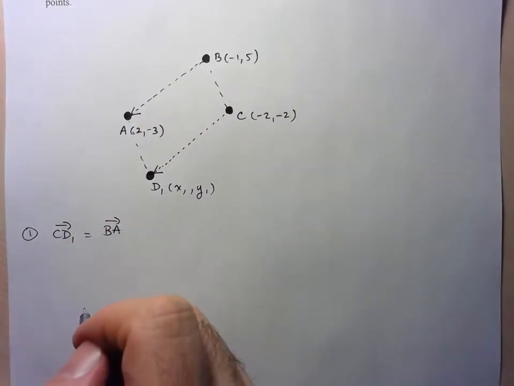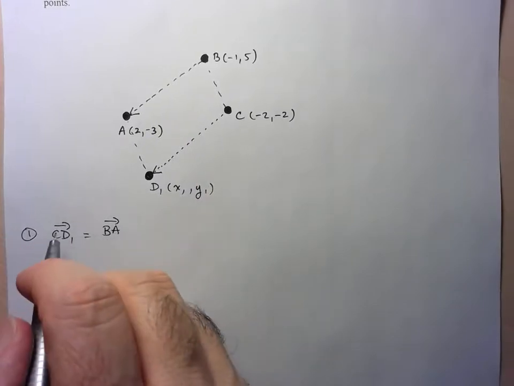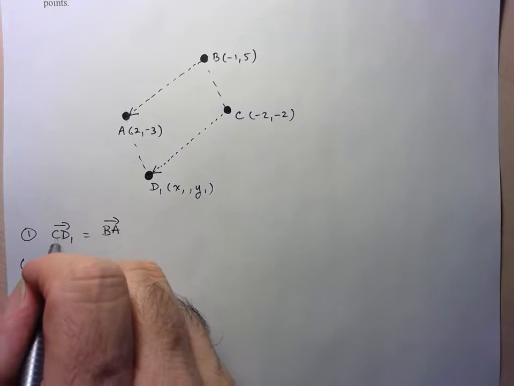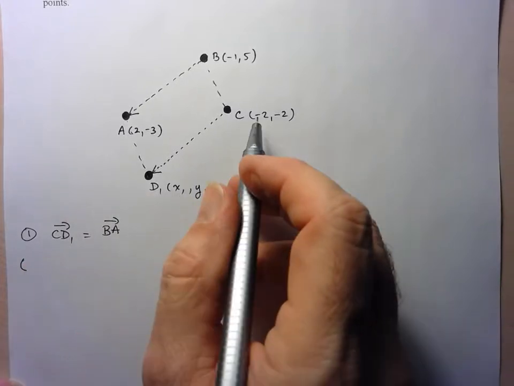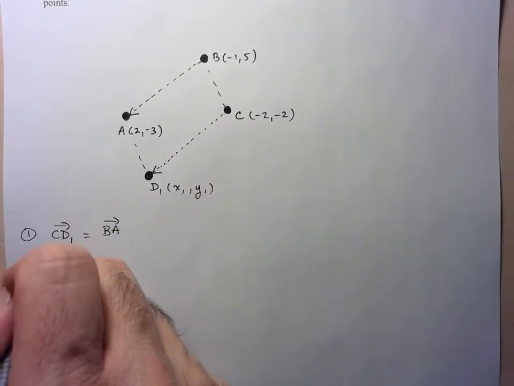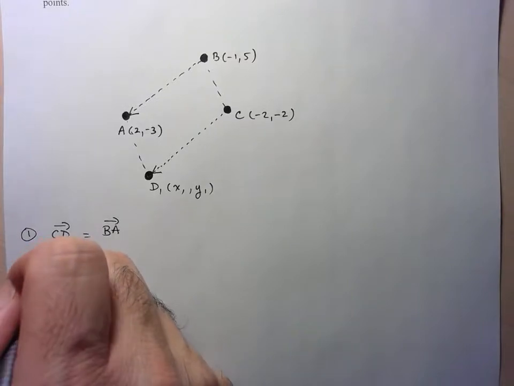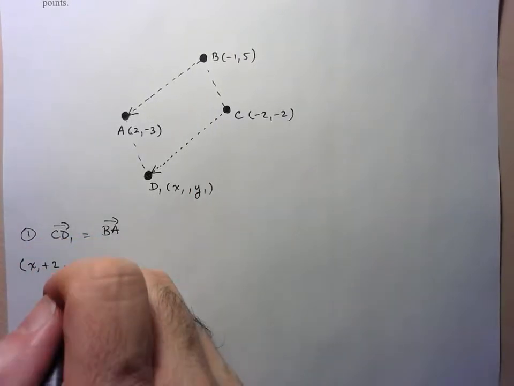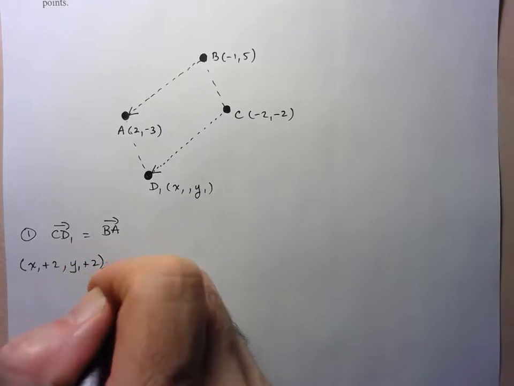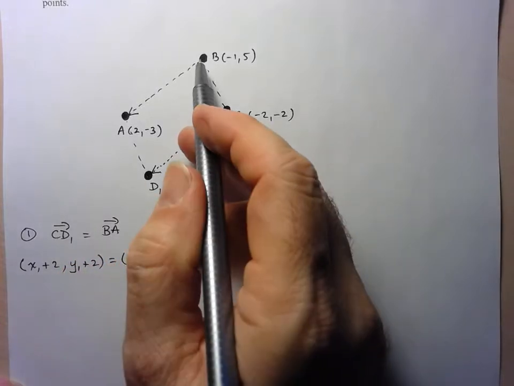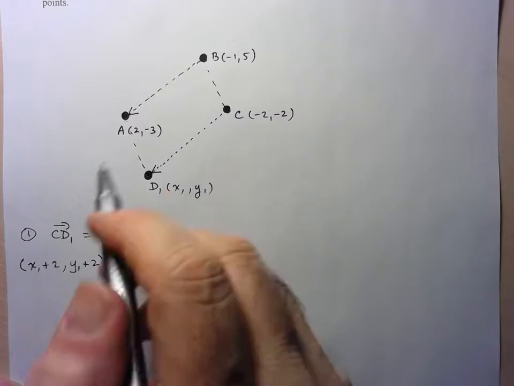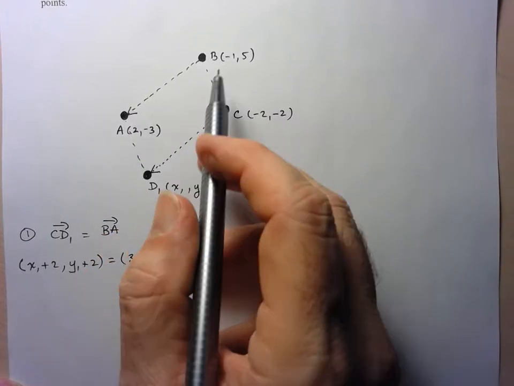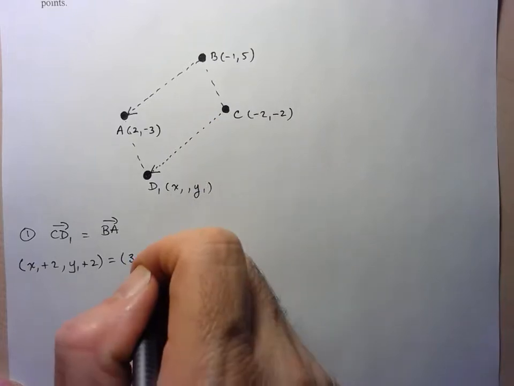Let's see what we get. Remember, C to D1, we subtract the second minus the first. So this vector is given by x1 minus -2, so that's x1 plus 2, and y1 minus -2, so y1 plus 2. And that has to be equal to the vector BA. So that's going to be 2 minus -1 is 3, and -3 minus 5 is -8.